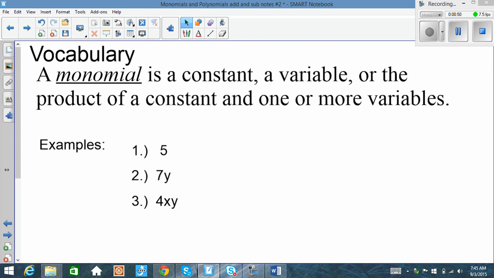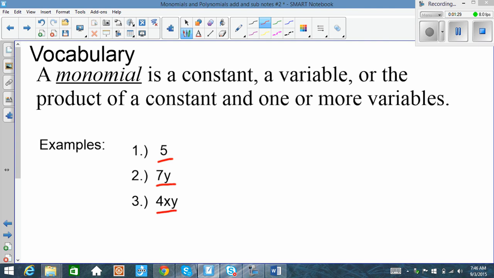Vocabulary. A monomial is a constant, a variable, or the product of a constant and one or more variables. So in example number 1, 5 is all by itself. It is a monomial. 7y, 7 times y, is also a monomial because it's 7 times y. So if it's multiplication altogether, it's okay. It is still considered just a monomial. And then 4xy, which is 4 times x times y, is also considered a monomial.